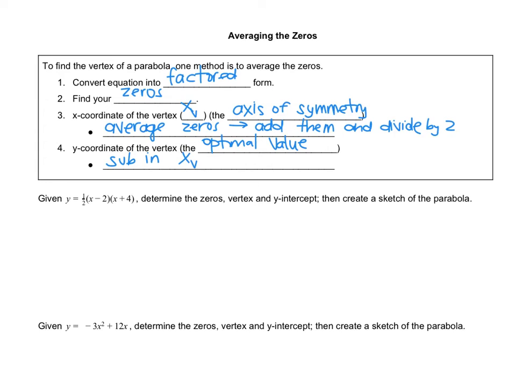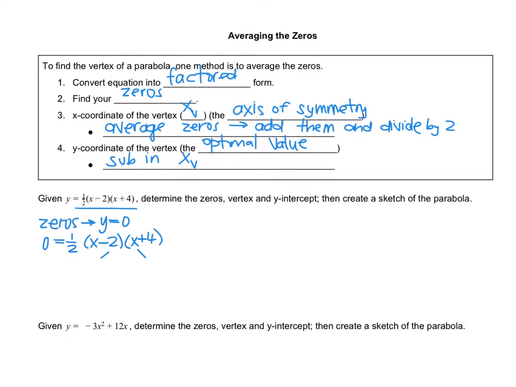All right, so let's try our first example. In this first example, I gave you the equation in factored form already. I want us to determine the zeros, the vertex, the y-intercept, and then sketch the parabola. We're going to start off with our zeros. For the zeros, you have to set y equal to 0, because we know any x-intercept has a y-coordinate of 0. And that's just good for your communication. Now we have an equation and we can solve for the zeros.